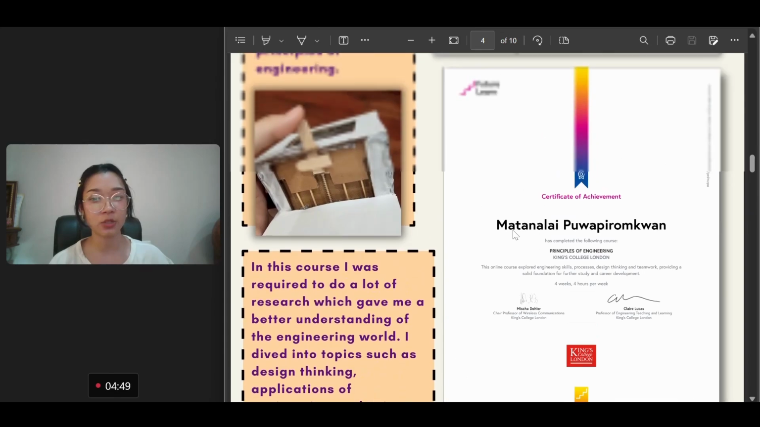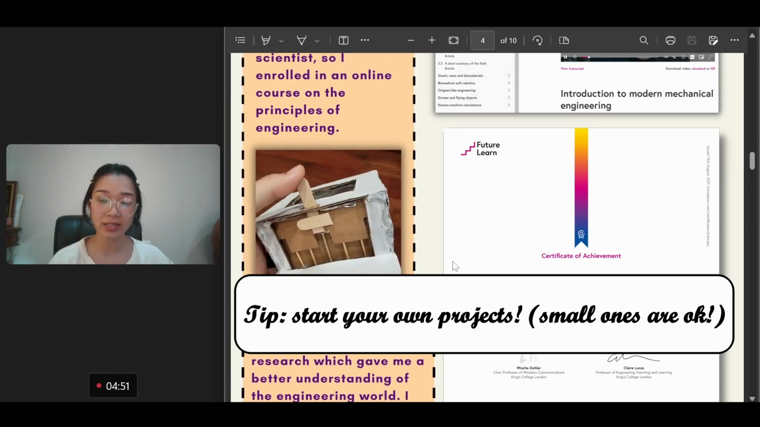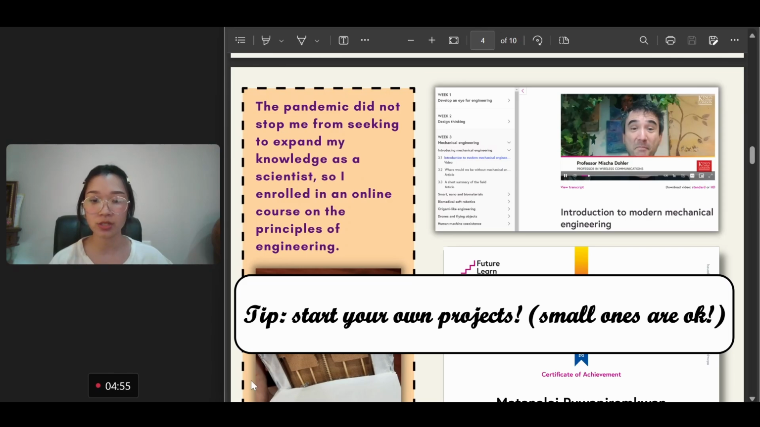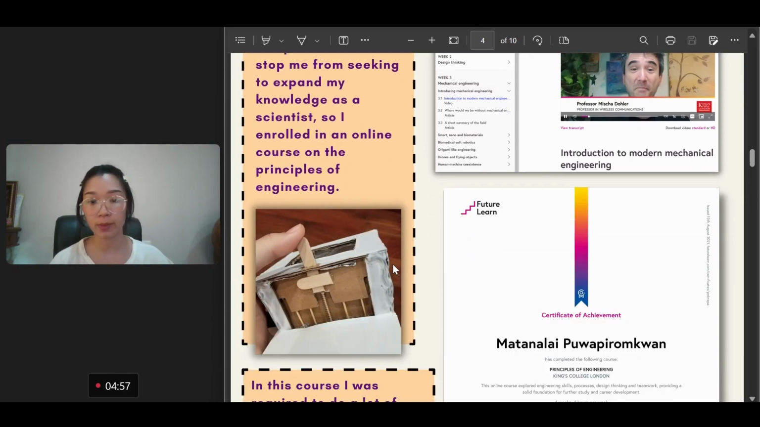Another thing I did, which was very cheap and very easy, I didn't need to go outside to find a camp or anything. I decided to just undergo my own engineering project because this shows that you are active, that you take an interest in engineering and then you just go for it.